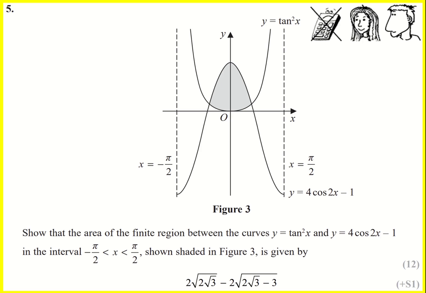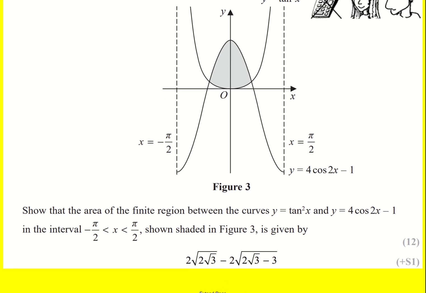We have y equals tan squared x drawn, along with y equals 4 cos 2x minus 1. And we're asked to show the area of the finite region, that's the shaded region, between these two curves in the interval from minus pi over 2 to pi over 2 is given by this. So this is going to be an integration, and we can immediately write that down actually.